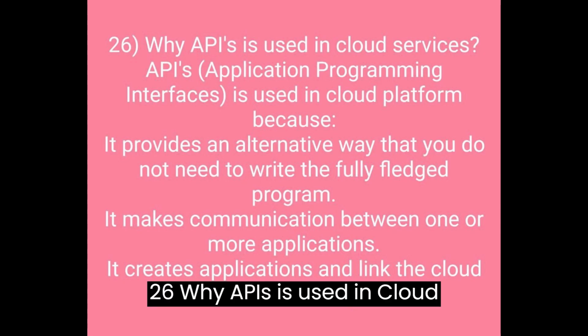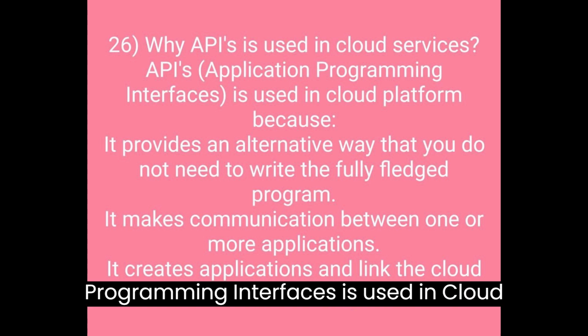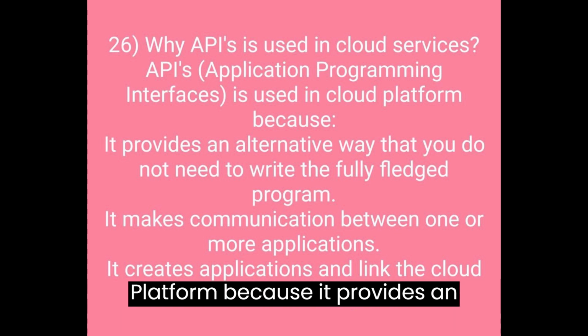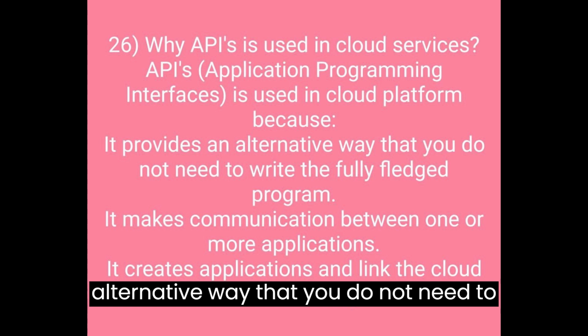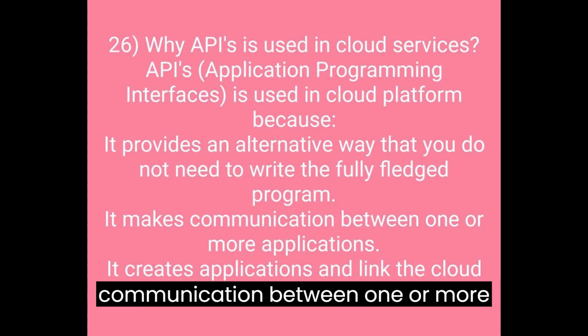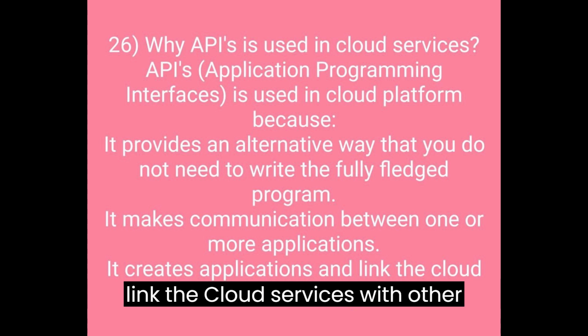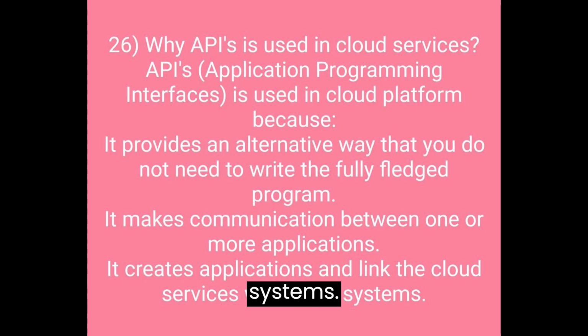26. Why are APIs used in cloud services? APIs, Application Programming Interfaces, are used in cloud platforms because they provide an alternative way so that you do not need to write a fully fledged program. They make communication between one or more applications possible. They create applications and link the cloud services with other systems.